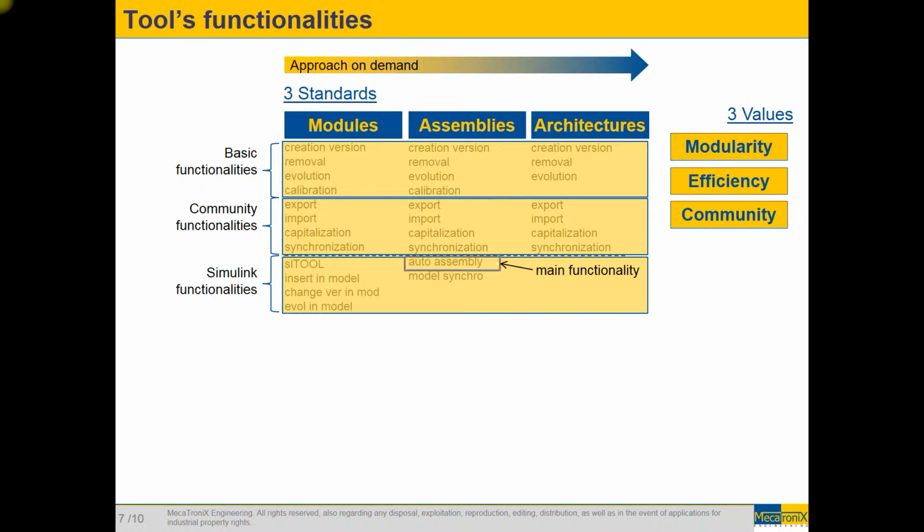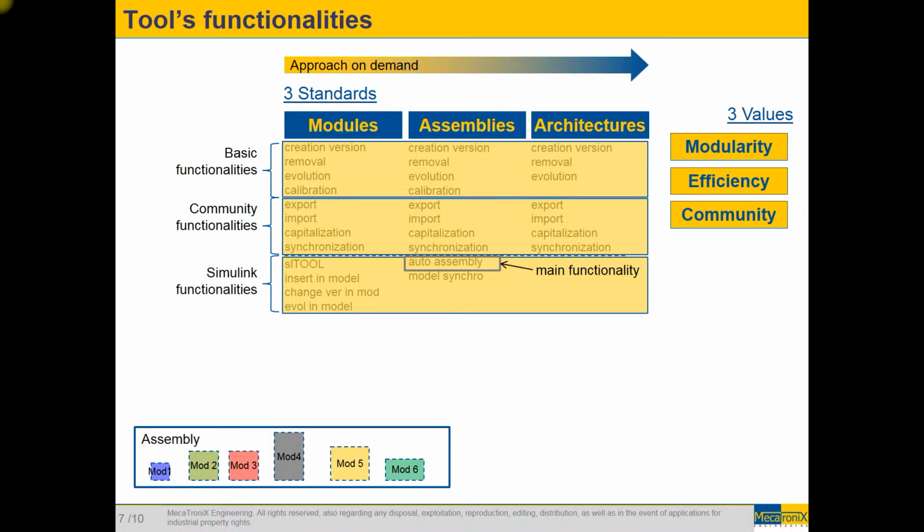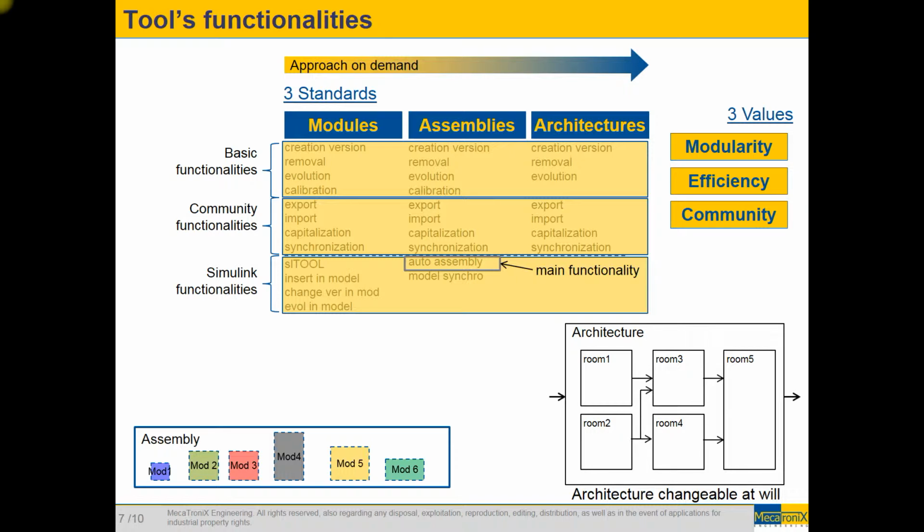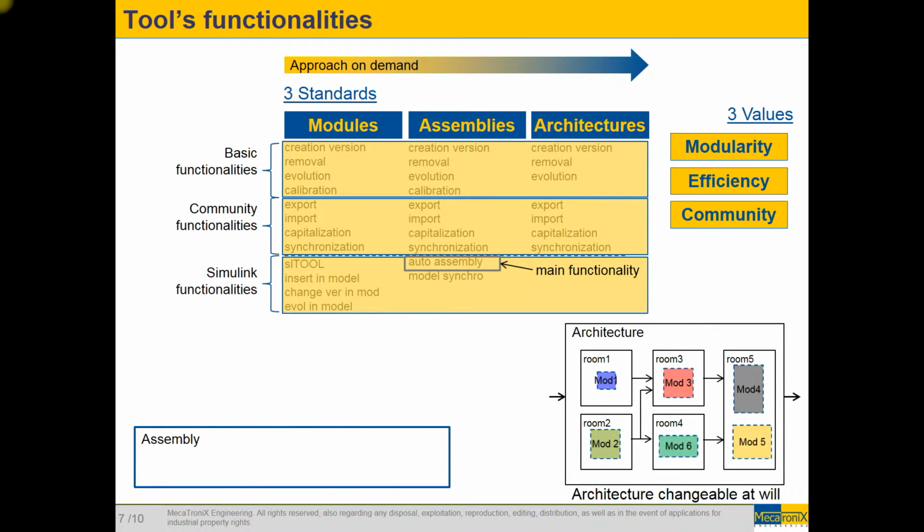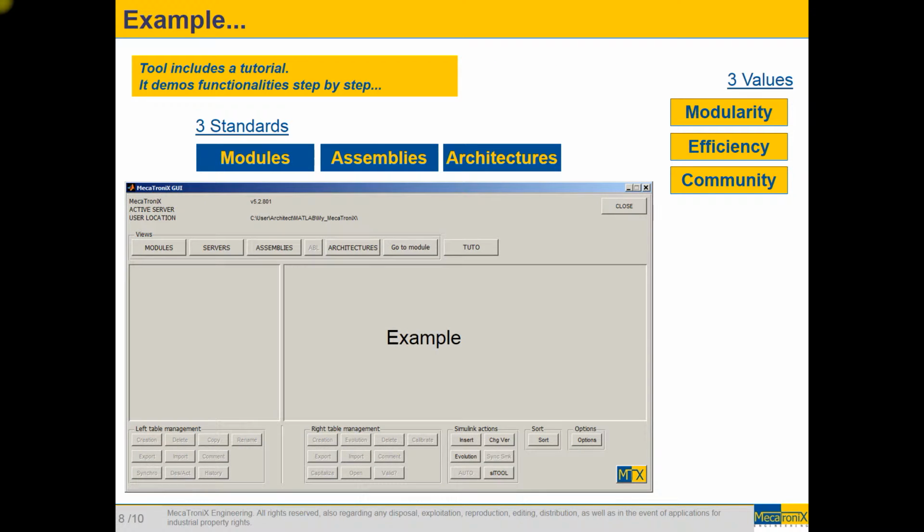The most valuable functionality is the auto assembly, which, starting from a set of modules, automatically lays out modules upon an architecture and automatically connects them together according to simple naming rules. And the architecture is changeable at will, depending on the system you want to control or to model. The tool includes its own tutorial, so let's have a quick example.